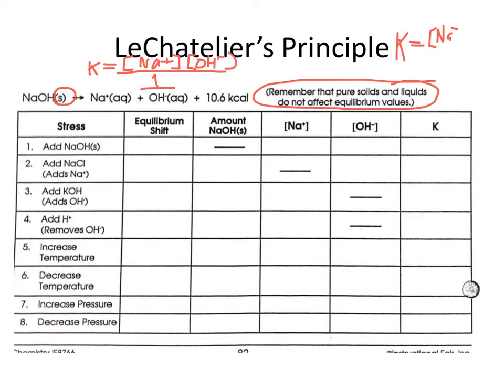So if we have our reaction and we add sodium hydroxide, it doesn't show up in the equilibrium constant, so it's not going to have an effect on the equilibrium. So this is none. If we add sodium hydroxide into the system, the concentrations of these would go up because they're going to dissolve.